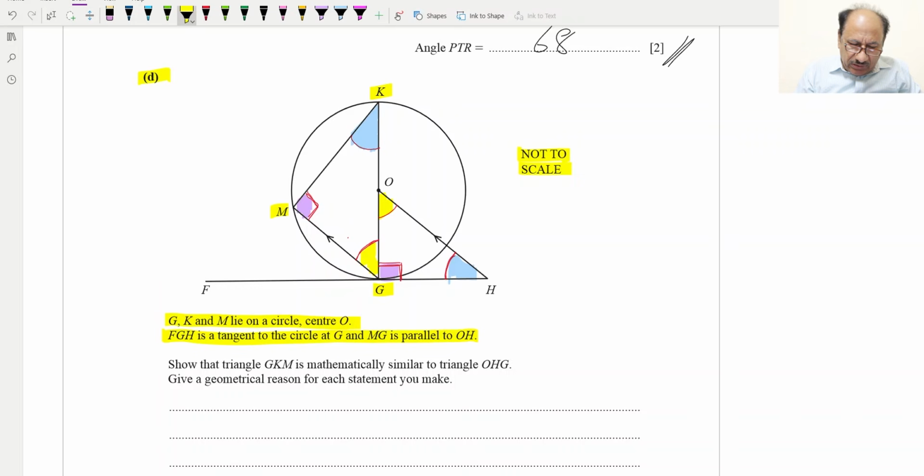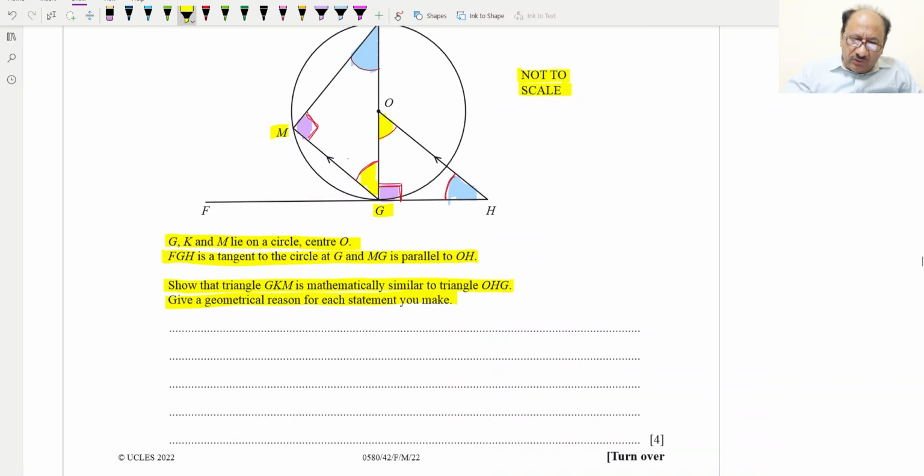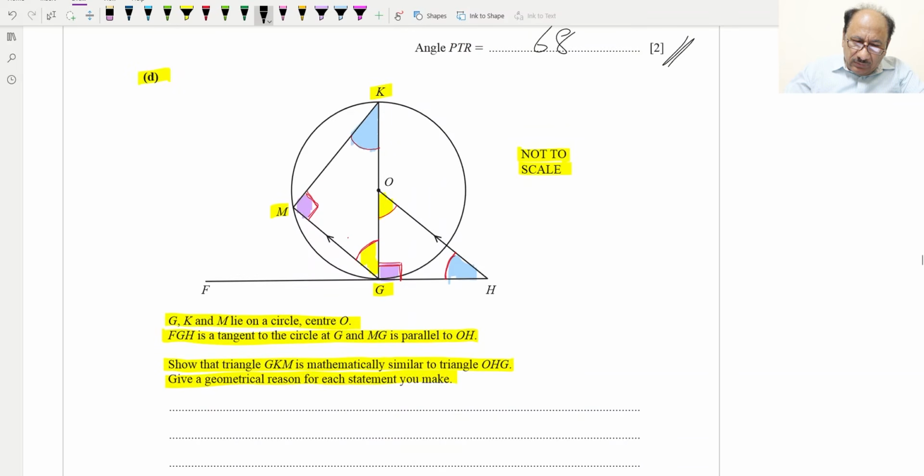Then the question is saying, show that the triangle GKM is mathematically similar to the triangle OHG. Give a geometrical reason for each statement you make. So first of all, we made a statement. What was our first statement? Our first statement was that angle GMK is equal to 90 degrees.